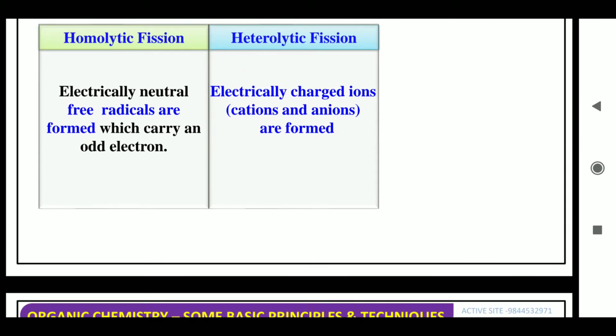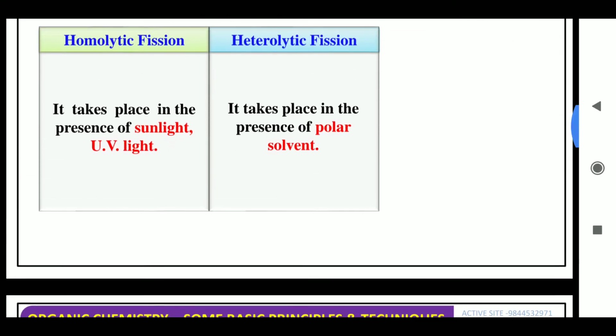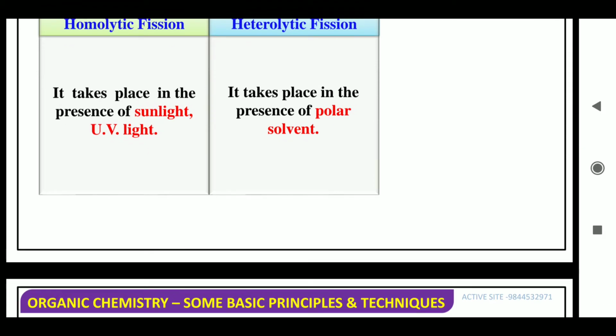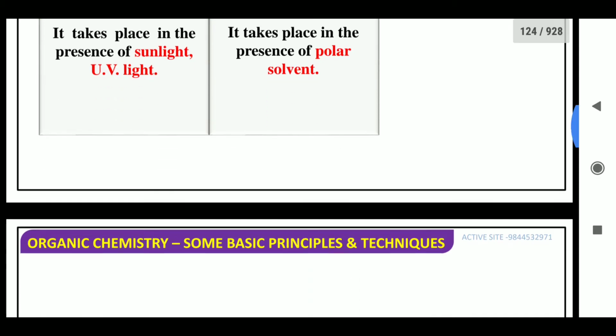In homolytic fission, electrically neutral free radicals are formed which carry an odd electron, whereas in heterolytic fission, electrically charged ions, that is cations or anions, are formed. Next point: homolytic fission always takes place in the presence of sunlight or UV light. However, heterolytic fission takes place in the presence of a polar solvent.